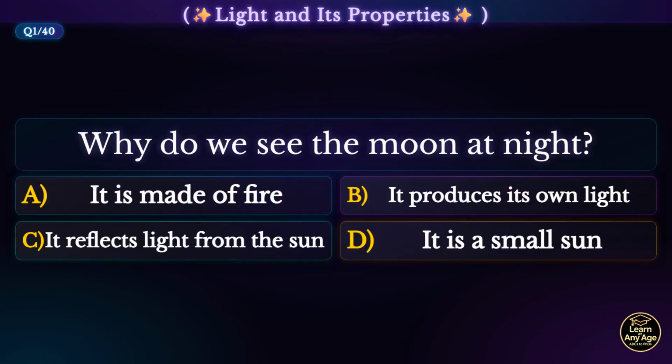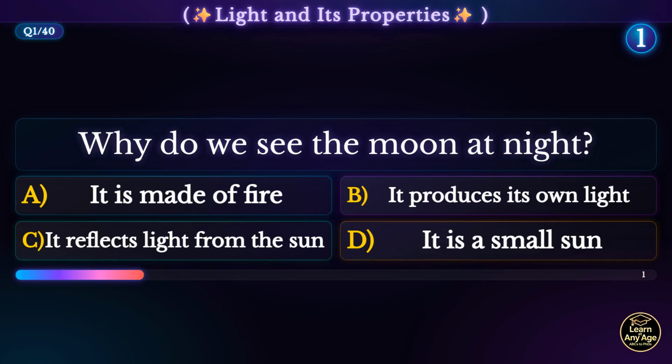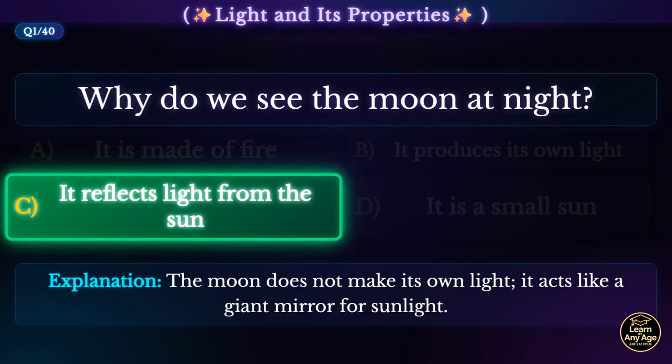Why do we see the moon at night? It is made of fire. It produces its own light. It reflects light from the sun. It is a small sun. It reflects light from the sun. The moon does not make its own light, it acts like a giant mirror for sunlight.